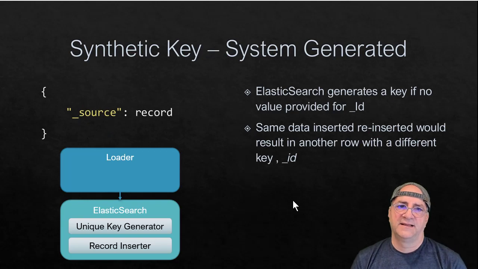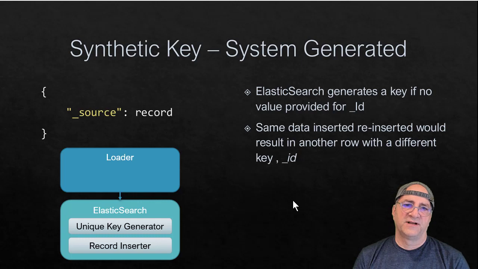So synthetic key, this is system generated. I'm just going to show you this. You're going to use Elasticsearch as a value. So if I were to do an input and I were to say the source is the source record, right? You'll see that no ID has been provided. The loader loads the data, calls Elasticsearch and does a load. What will happen is Elasticsearch will actually use the unique key generator, and it will generate basically a GUID. And it'll generate a GUID for the ID field, and it'll insert that record with the GUID.